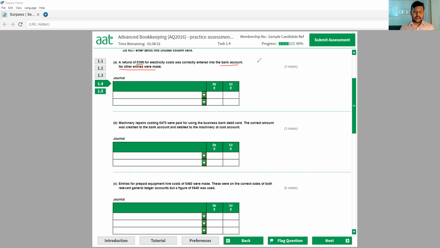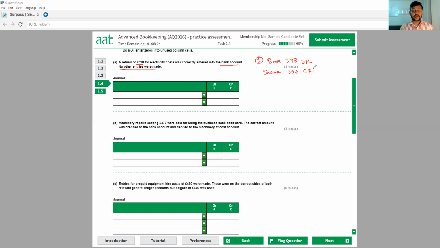So let's have a look at what my mistake is here. I said bank is a debit because I received the money. How much? 398. Bank is debit. And I didn't write anything for the credit side, so suspense is created. Suspense 398 is credit.